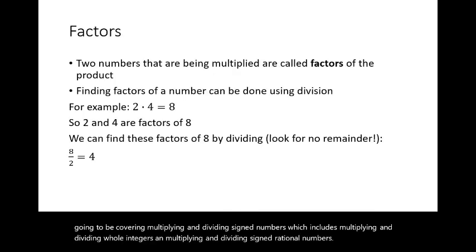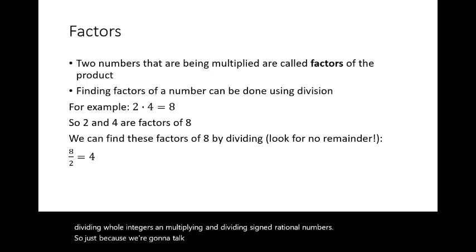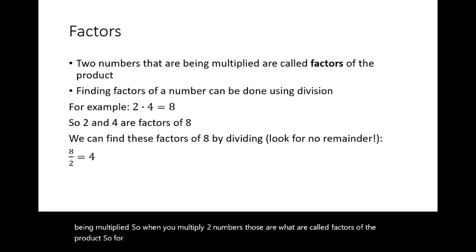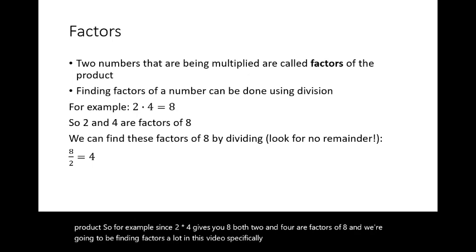Just because we're going to talk about this quite a bit today, factors are two numbers that are being multiplied. When you multiply two numbers, those are what are called factors of the product. For example, since 2 times 4 gives you 8, both 2 and 4 are factors of 8. We're going to be finding factors a lot in this video, specifically finding common factors. You find factors by using division.